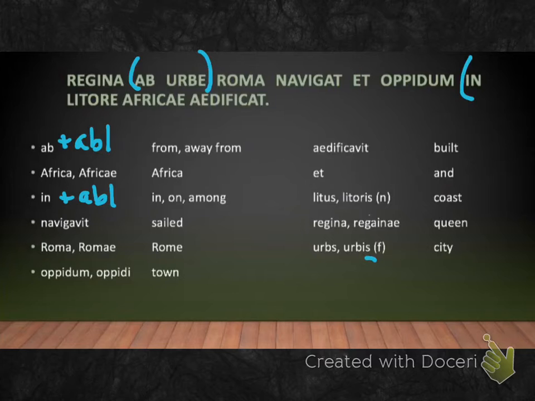Litus, litoris, is a neuter third declension noun, and so the form that it's in when it ends with e makes that ablative. So that's where that prepositional phrase ends. When I look at my vocabulary list, I notice that there are 2 verbs. Navigat is a verb, sailed, and so is aedificavit, built. So that means that I have 2 parts to the sentence.